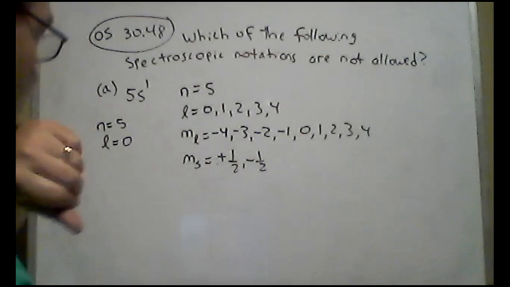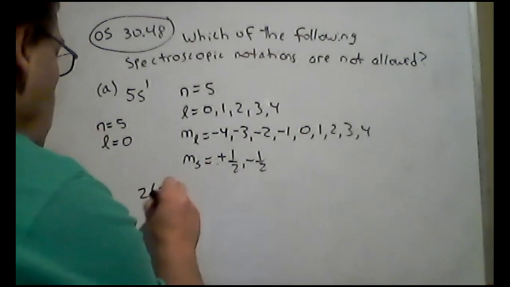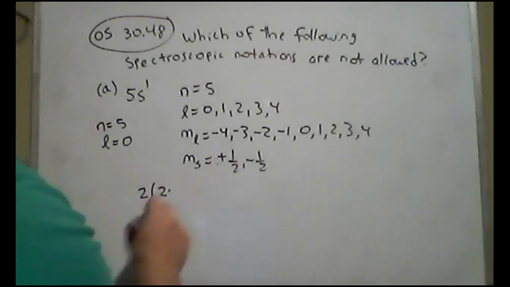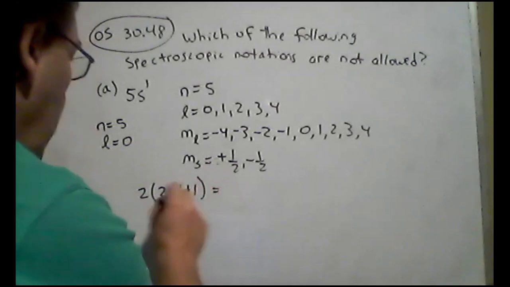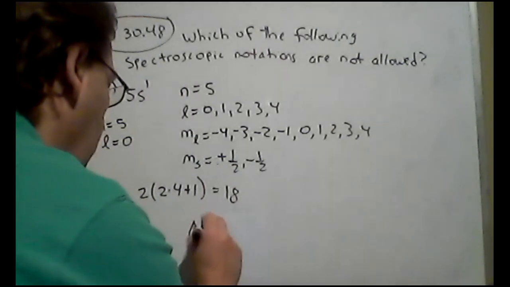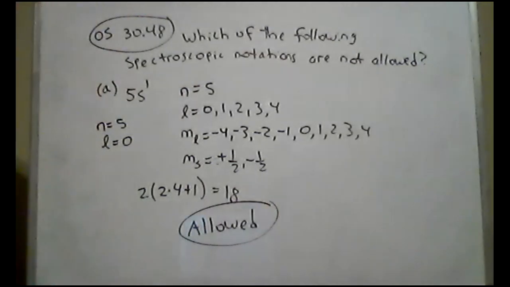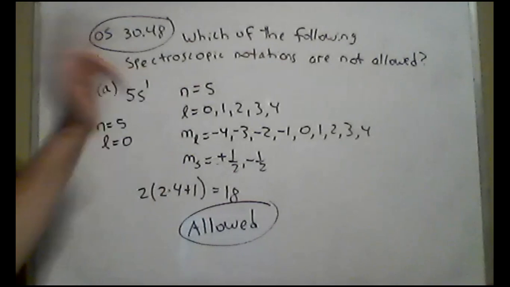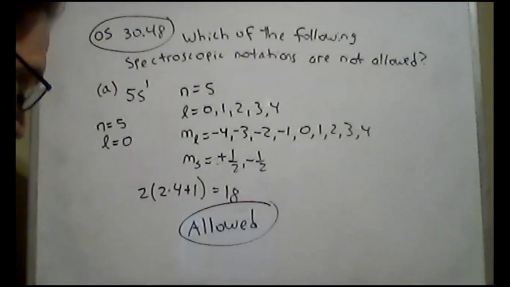I mean, I can have what? I can have 2 times 2 times 4 plus 1. I can actually have 18 electrons in there. I can have 18 here. So this is an allowed state. This is perfectly fine. I can have a 5s1 state. That's perfectly okay. n equals 5, L is 0, and I can have 1 electron in there. That's allowed.